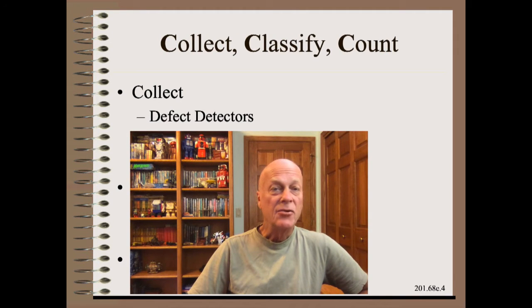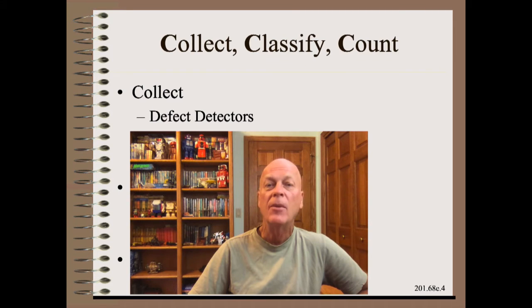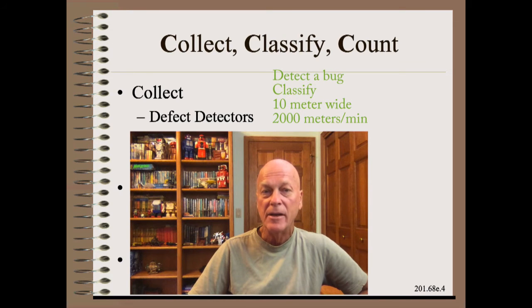The first steps in troubleshooting are to collect, classify, and then count. At the high end, collecting defects may include automatic detectors that see and stop the web precisely at a defect. Detectors can be cameras seeing reflected light or transmitted light or some other sensor entirely, such as a magnetometer to detect ferrous metals. In the paper industry, there are optical detectors that give 100% coverage of 10-meter wide webs traveling at more than 2,000 meters a minute.